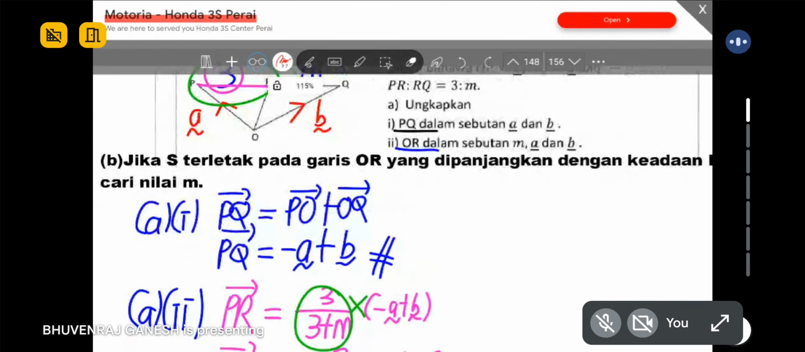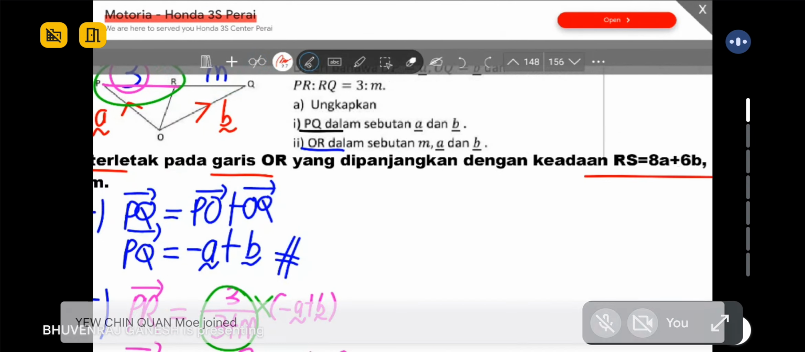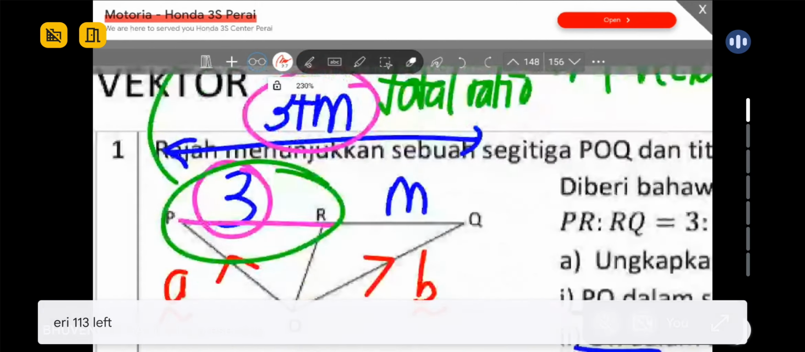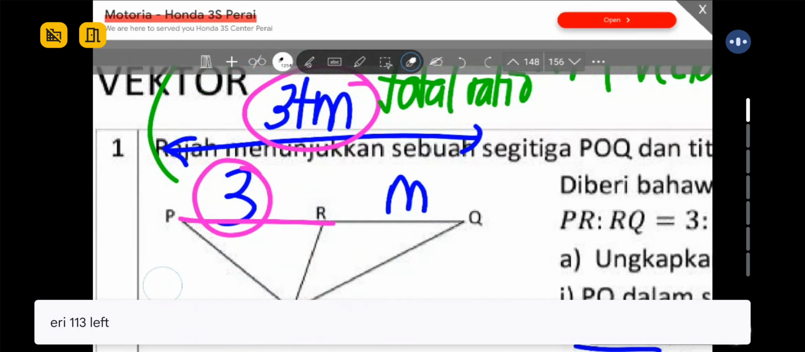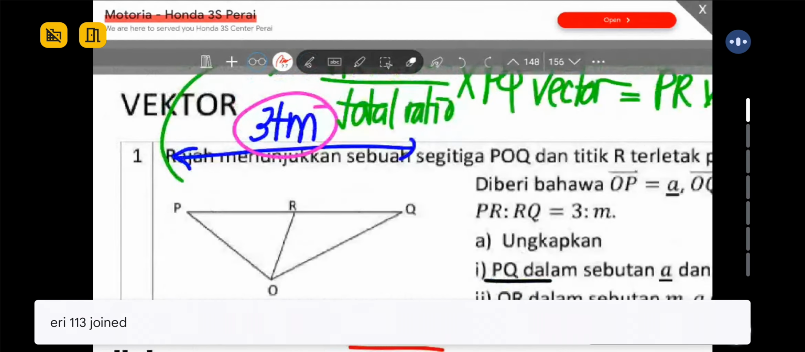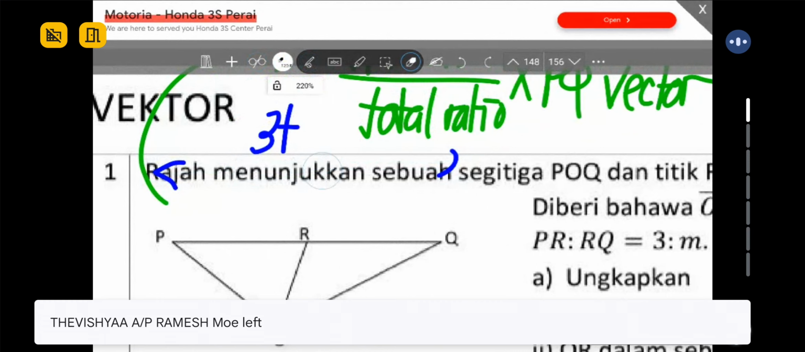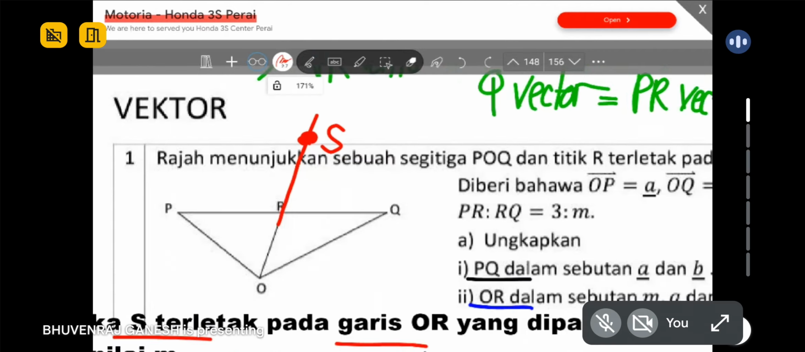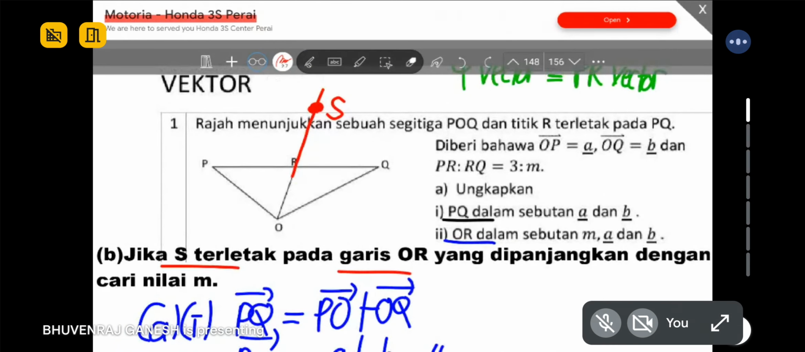Okay, so now they tell you there is a point S on OR. And they give you vector RS is equal to 8A plus 6B, find the value of M. All right. So you guys need to imagine a bit. Kamu kena bayangkan. Okay, so how to imagine this? Very simple. They say S terletak pada garis OR yang dipanjangkan. So it means that you want to extend OR now, guys. Okay, you extend it something like this. So they say point S is maybe somewhere here. Can you guys imagine the situation? Boleh bayangkan?